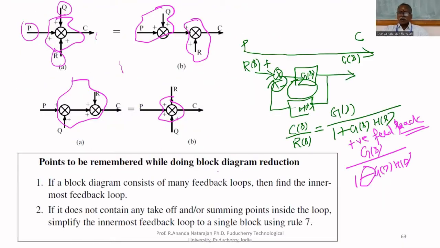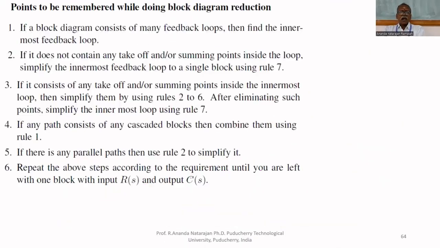So, points to be remembered while doing block diagram reduction. If the block diagram consists of many feedback loops, then find the innermost feedback block. Many blocks are there, and we cannot do all at a time, so we have to simplify one by one. First, simplify the innermost block. That innermost block should not contain any takeoff or summing block. Then only you can simplify it.